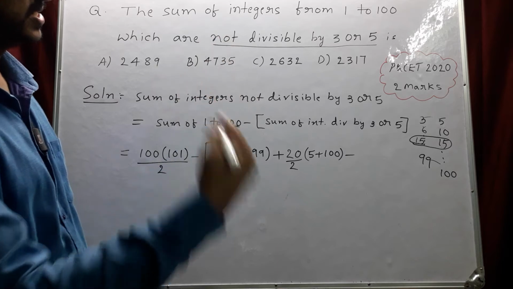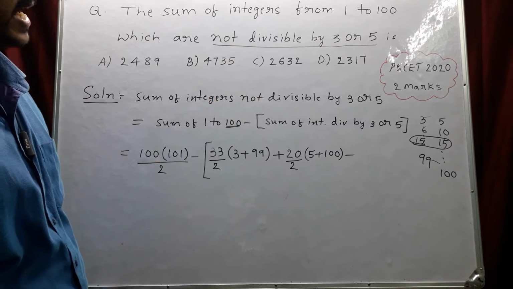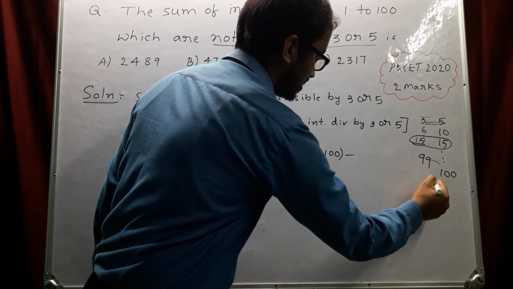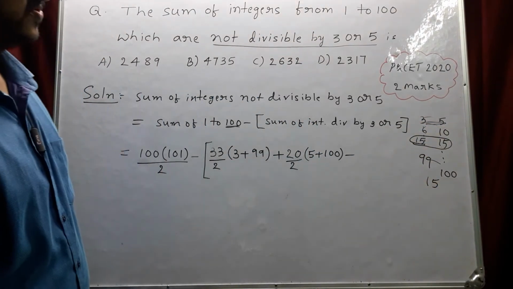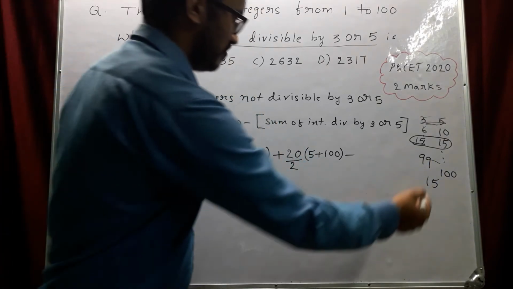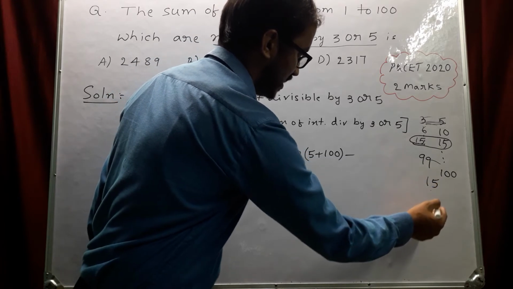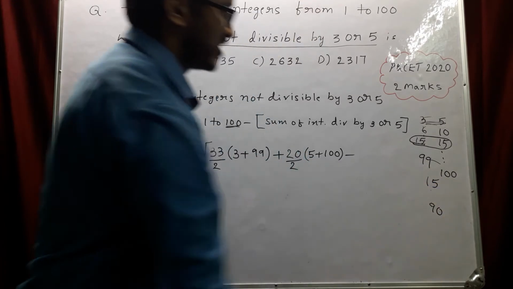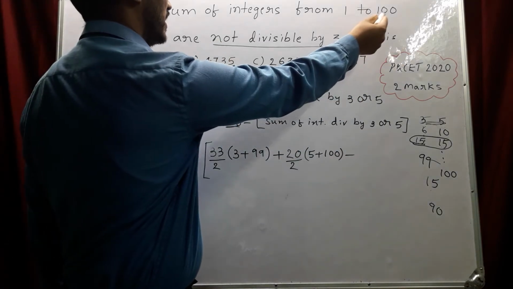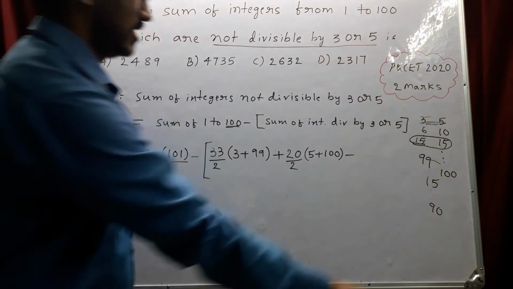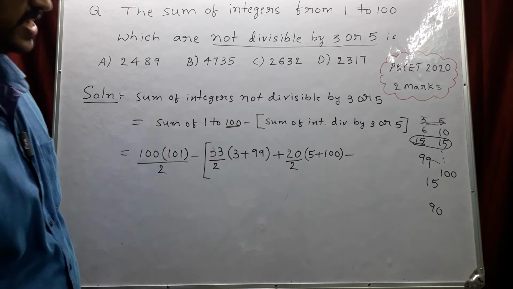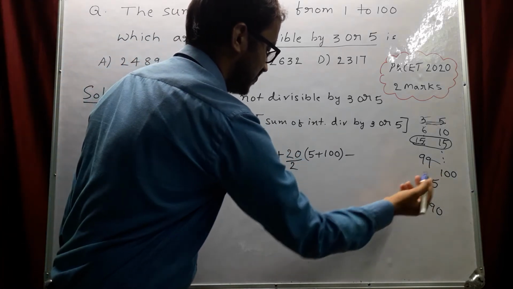So which are the numbers which are divisible by both 3 and 5? If you take the LCM of 3 and 5, the LCM is 15. So the numbers which are divisible by 15 we have to subtract. So how many numbers are there? 15, 30, 45, and so on. The last number is 90. Numbers less than or equal to 100, so the last number which is divisible by 15 is 90. So there are a total of 6 numbers which are divisible by 15.